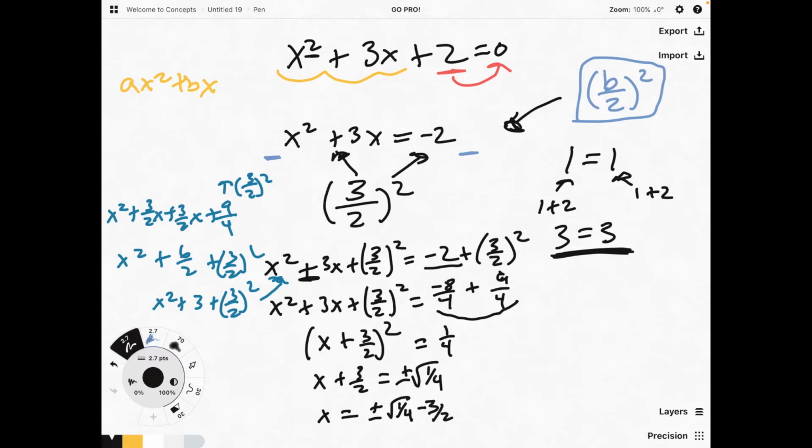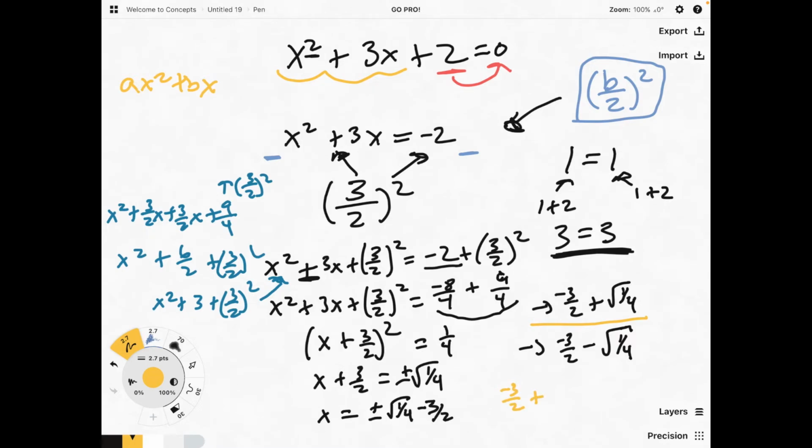Now if you wanted to check your work, you can do negative 3/2 plus the square root of 1/4, and you can do negative 3/2 minus the square root of 1/4. When you do this first problem here, negative 3/2 plus the square root of 1/4, which is 1/2, is going to be equal to negative 2/2, which is negative 1. Now, if you remember when we factored, one of our answers was negative 1, and so this checks out in both methods.